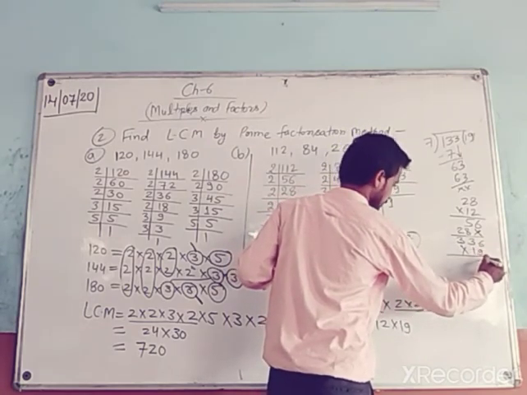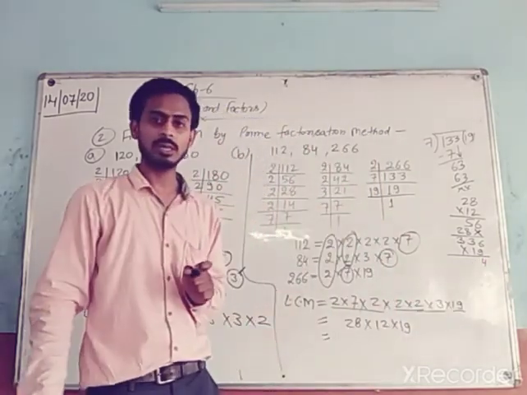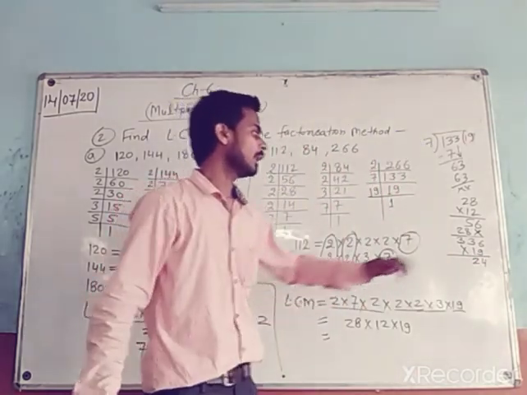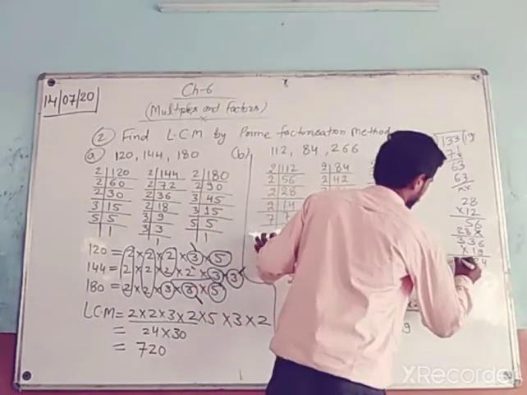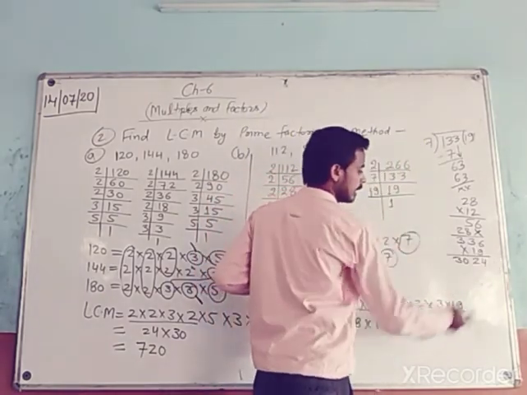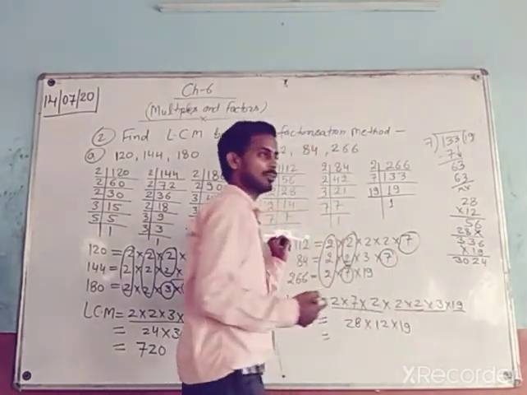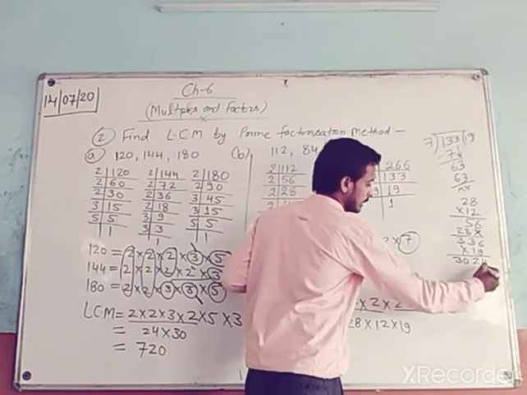9 6s are 54, carry 5. 9 3s are 27 plus 5, 32, carry 3. 9 3s are 27 plus 3, 30. See again, 9 6s are 54, carry 5. 9 3s are 27 plus 5 is 32, carry 3 now. 9 3s are 27 plus 3, 30.